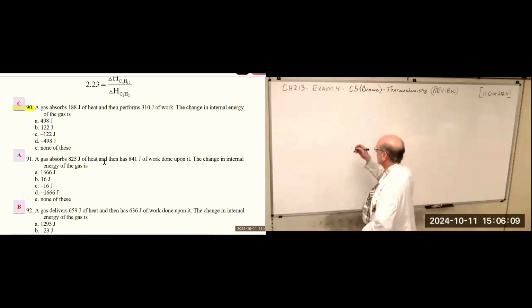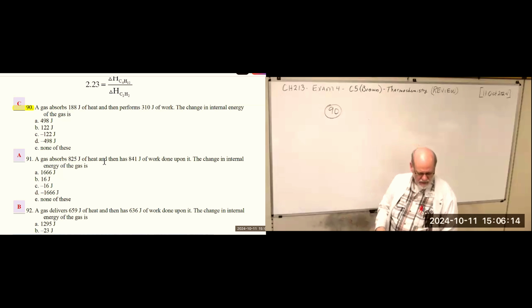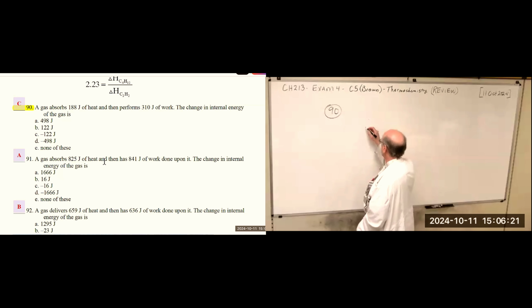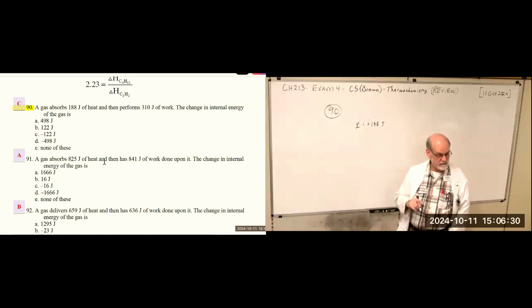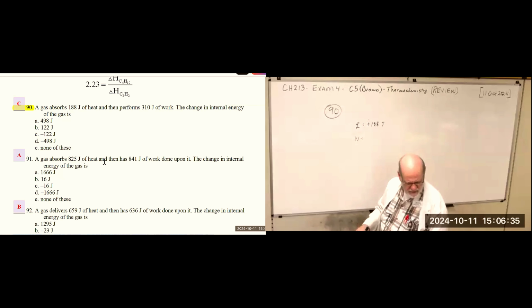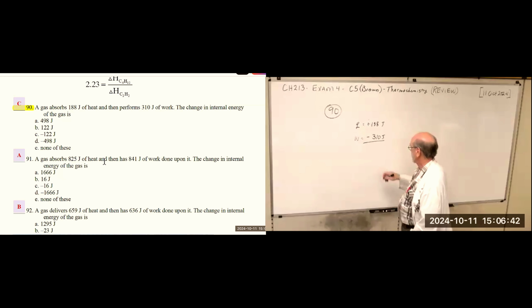Okay, number 90. A gas absorbs 188 joules of heat. So if the gas absorbs that much heat, that means we're adding the heat to the gas, right? And the gas does how much work on its surroundings? 310 joules. That's going to be negative, right?